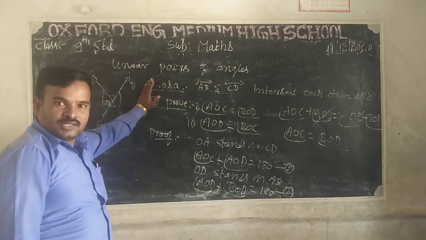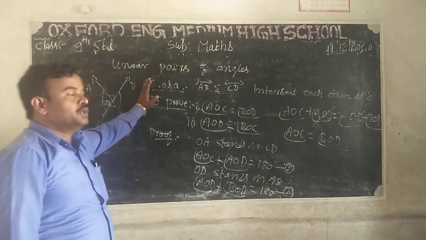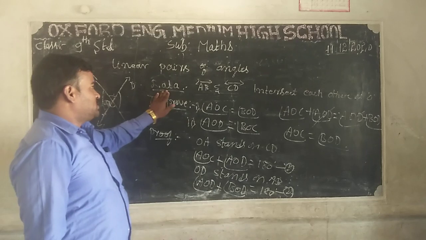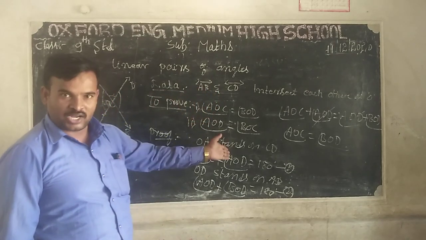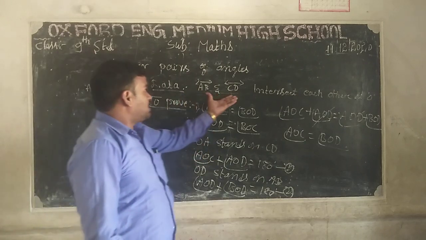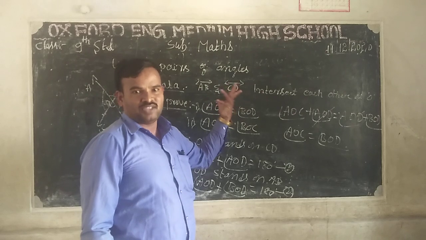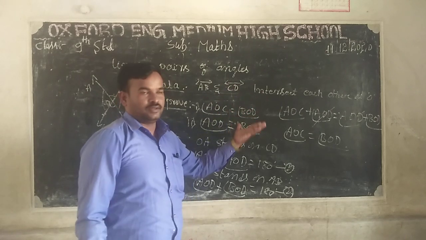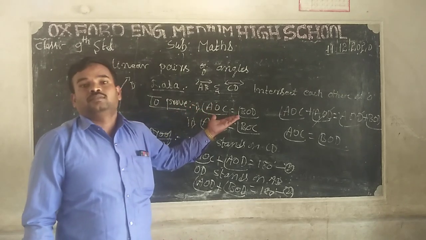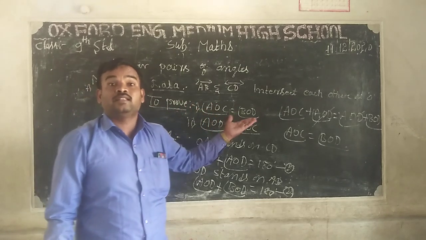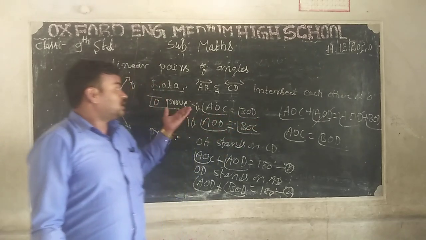First step data, second step to prove, third step construction, fourth proof. But here the first step is data. What is given in the statement? In the theorem statement, two lines intersect each other at a point, right? That's all. It is data. It means it is given in the statement of the theorem. Then what we prove is also in the theorem statement.